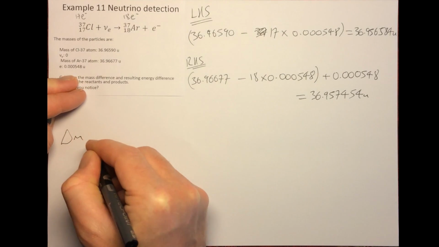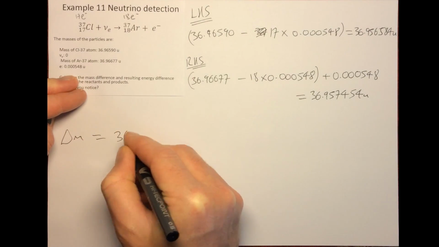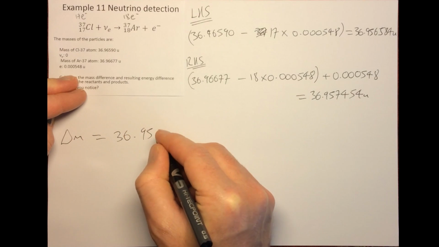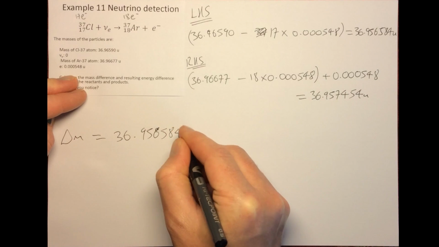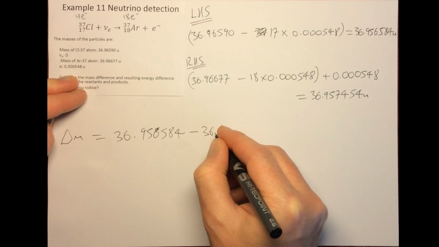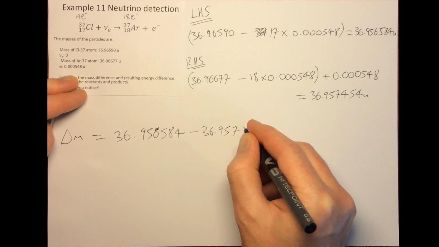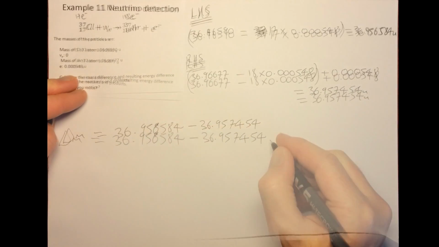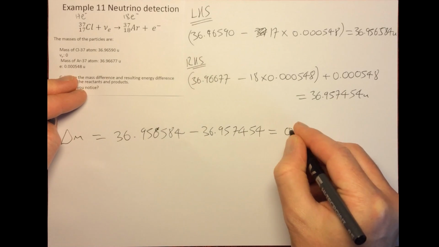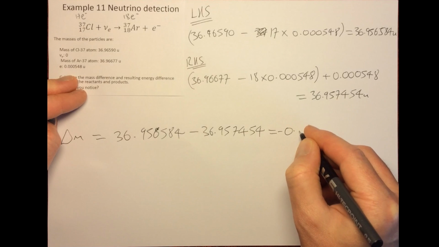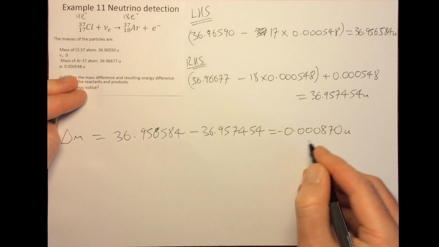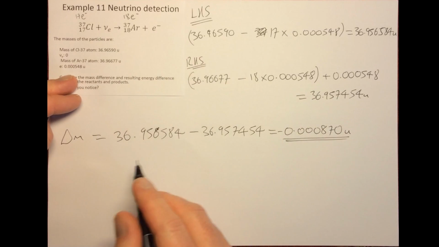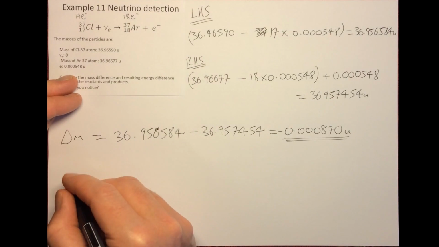So we can now work out the mass defect, and we'll just do it in the normal way. We'll take the mass of the thing on the left-hand side and take away the mass of the thing on the right-hand side. And that gives us minus 0.000870 u, okay? So that tells us that the mass of the product is greater than the mass of the reactants.